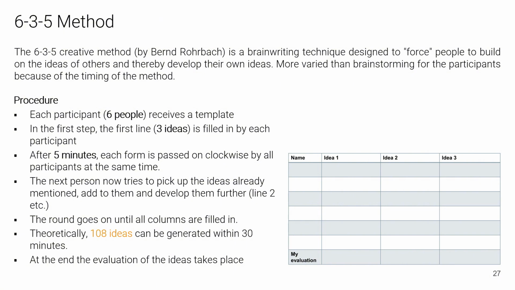Afterwards, we swap the forms around once. Then we have 5 minutes again to develop the 3 ideas of the others. This continues until all columns are filled in. Theoretically, 108 ideas can be developed within 30 minutes. At the end, the ideas are evaluated and sorted together again. Let's look at an example.